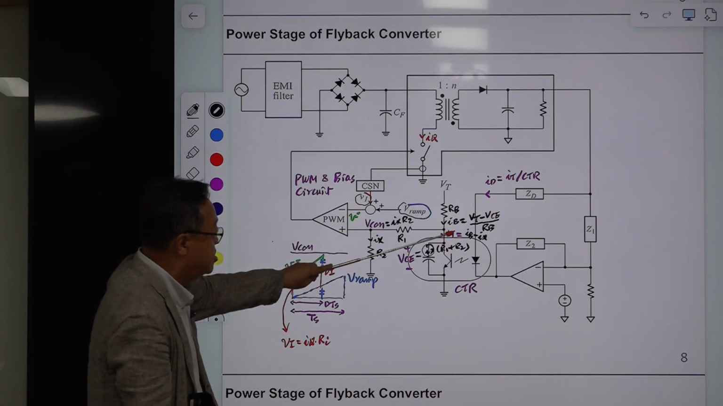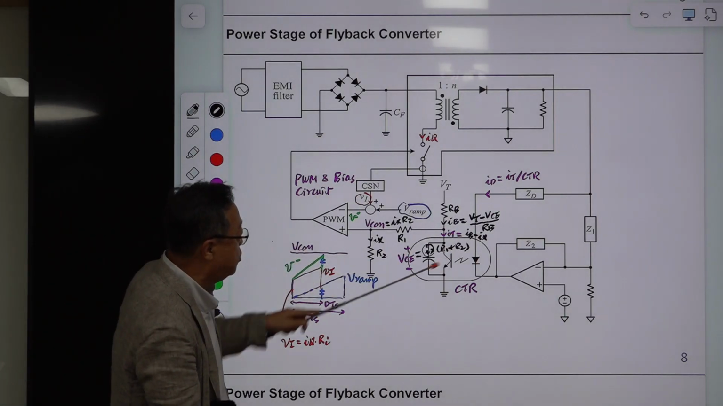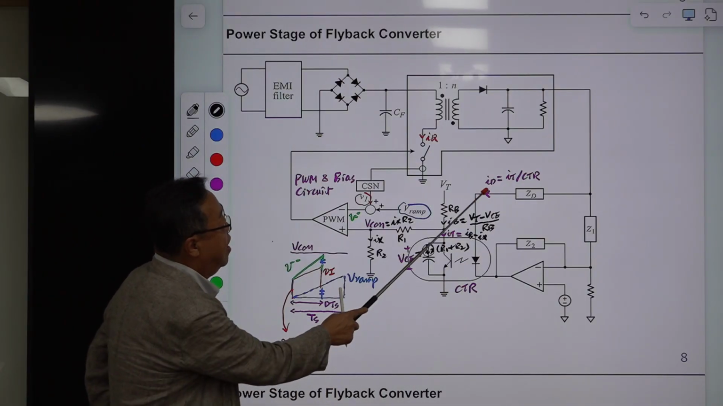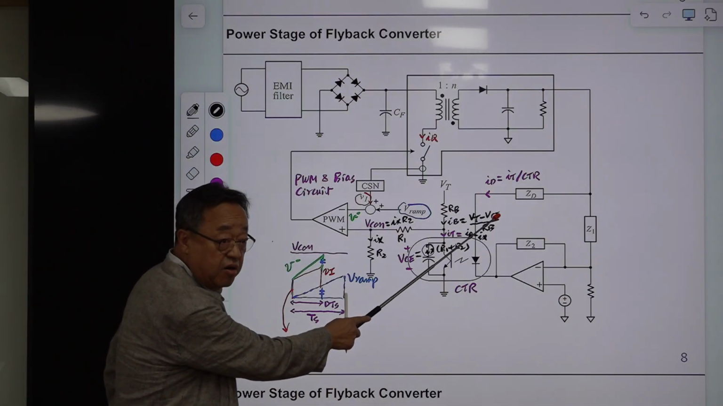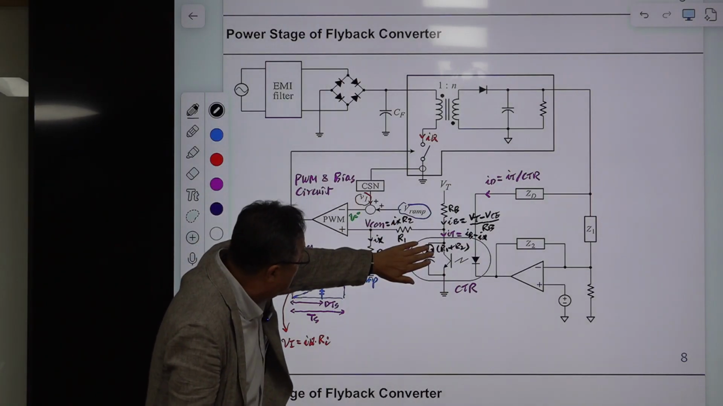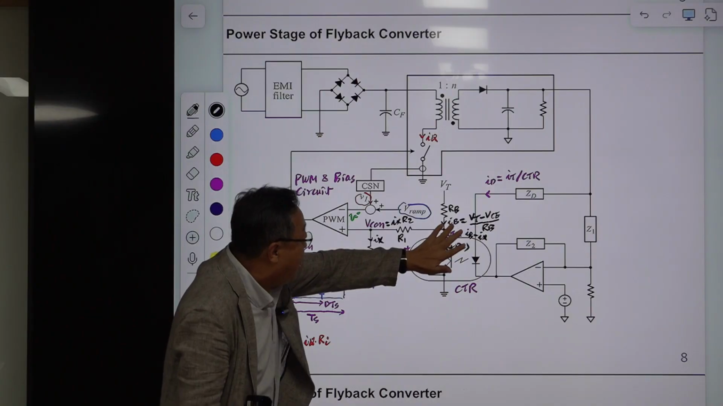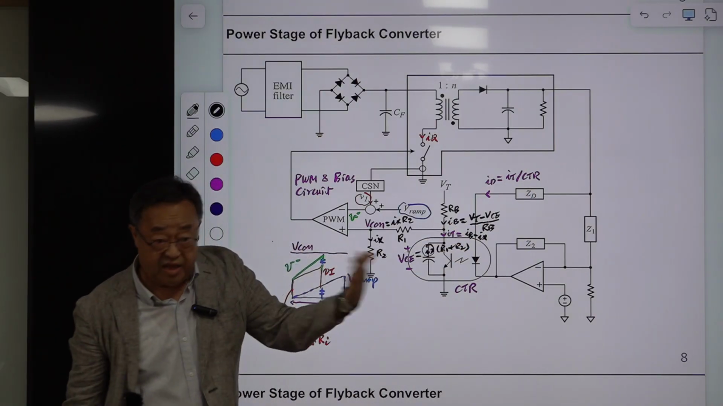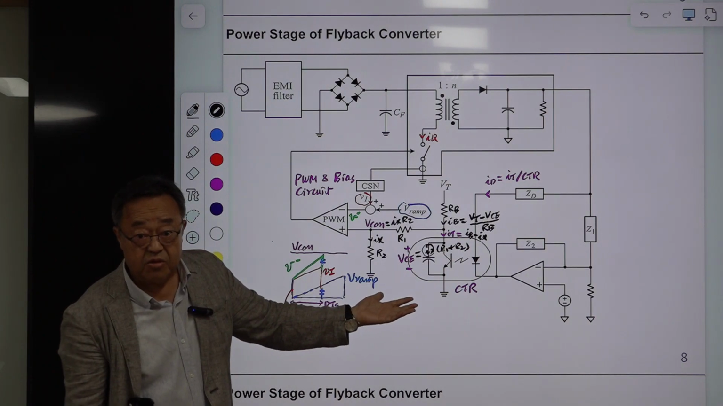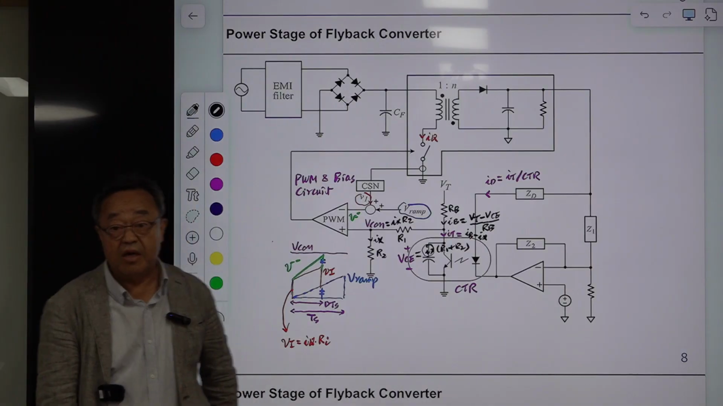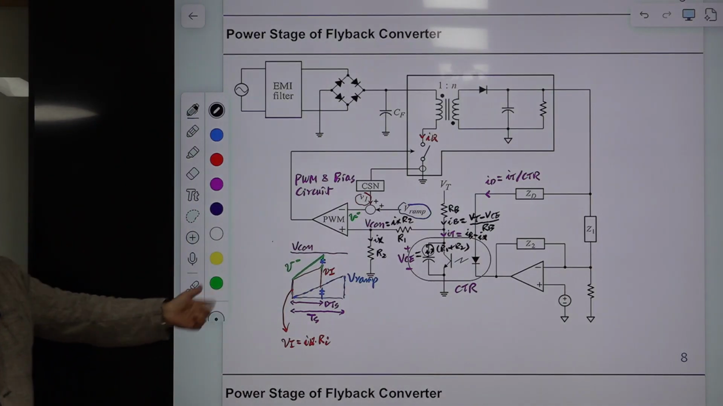And IT is fixed, and the current transfer ratio between these is CTR, then ID is determined by CTR. So first this is determined, then this is determined, then IT is decided, then this ID comes last. Students think they should calculate this first. That is not true. This is the result of this.